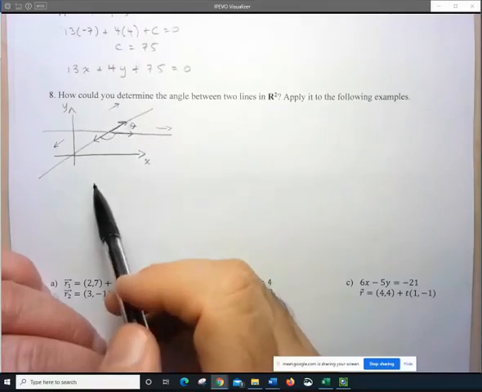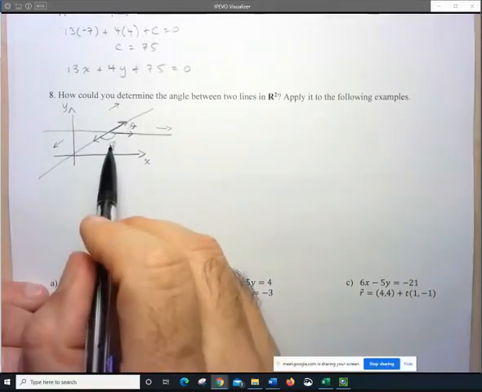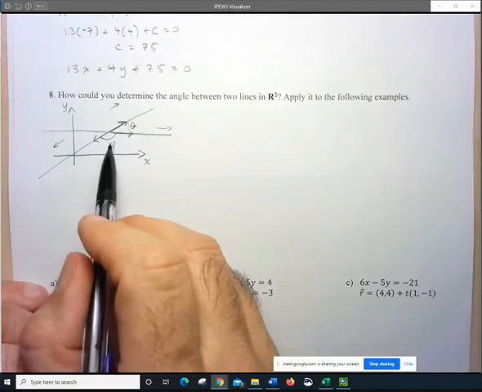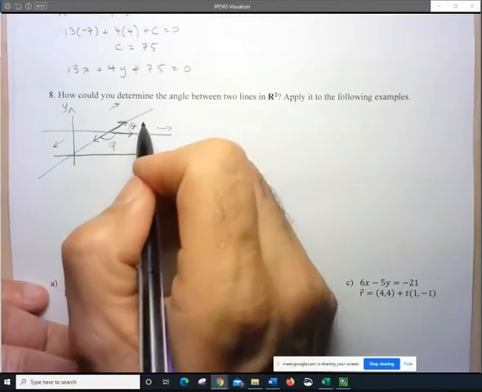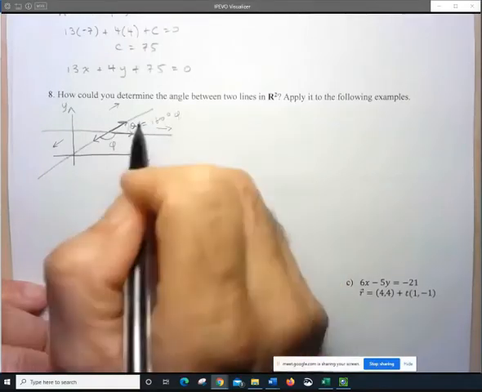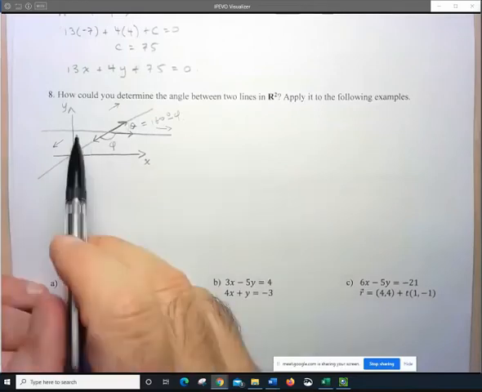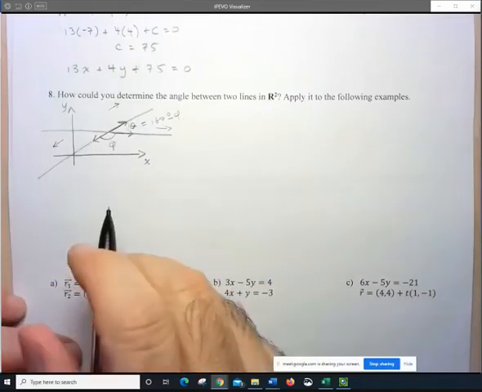There you go. So if you happen to find this angle and you say, oh, that's 127 degrees, that's not the one that I want, you just do 180 minus phi, if that's the case. Okay? So nice and easy if you have the direction vectors.